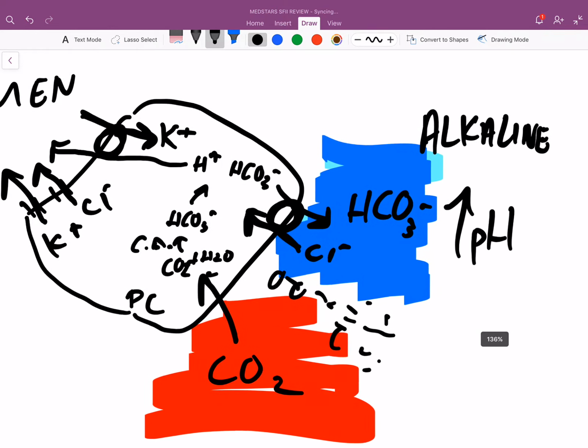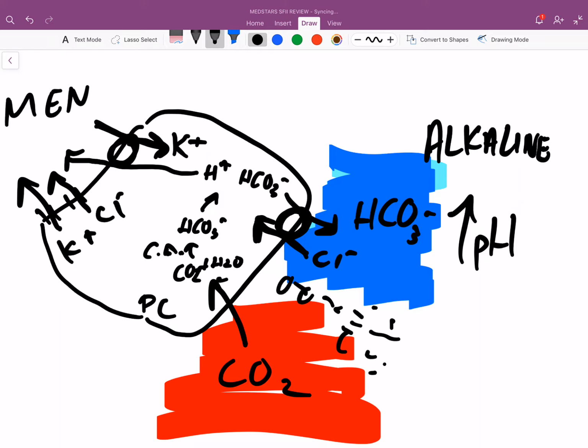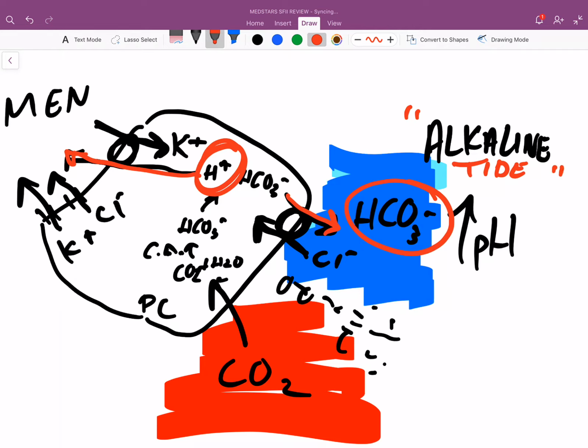So they say that your blood has the highest pH, or is the most alkaline, during a meal and even after a meal, when it's being digested, because of this. As you have this secretion of hydrogen ion, you're also going to have this secretion of bicarb into the blood. We call this the alkaline tide. So just a little good trivia there. Where is the blood most alkaline? At the venous blood vessels of the stomach. Why? Because the cells are secreting hydrogen ion and bicarb is being pumped into the blood.